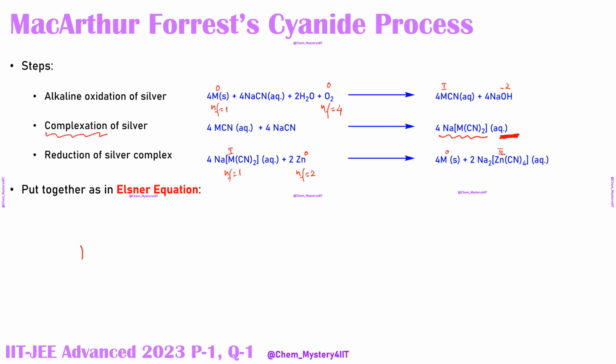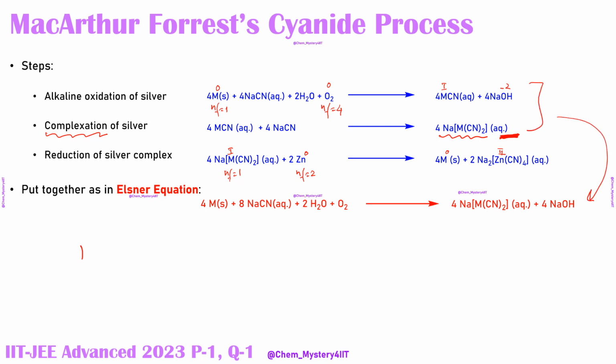And if you put all these steps together, we are representing this as the Elsner equation. This is the overall step, the first two processes. The first two processes put together are sometimes represented as the Elsner equation after his name.